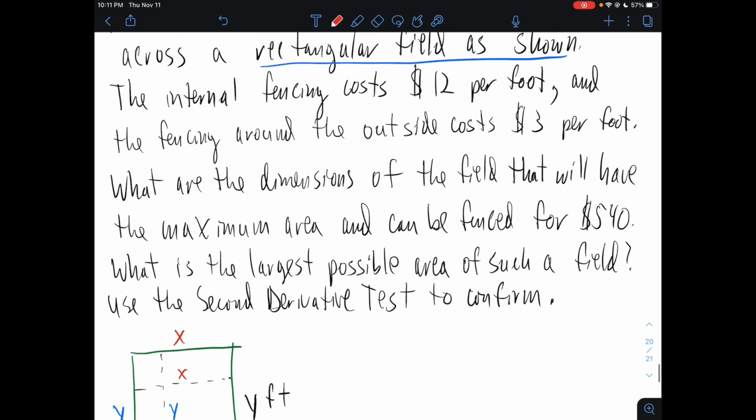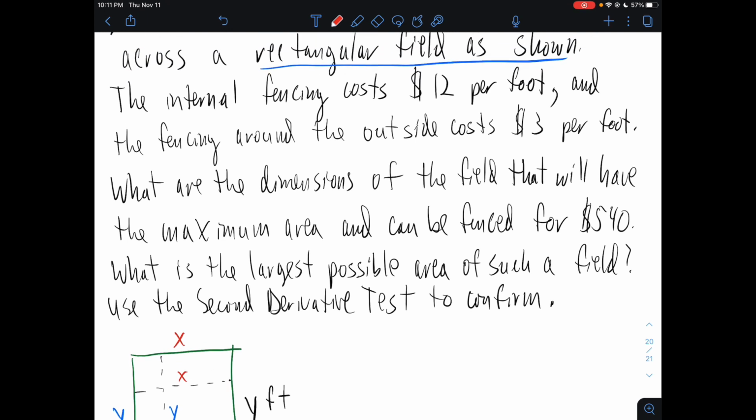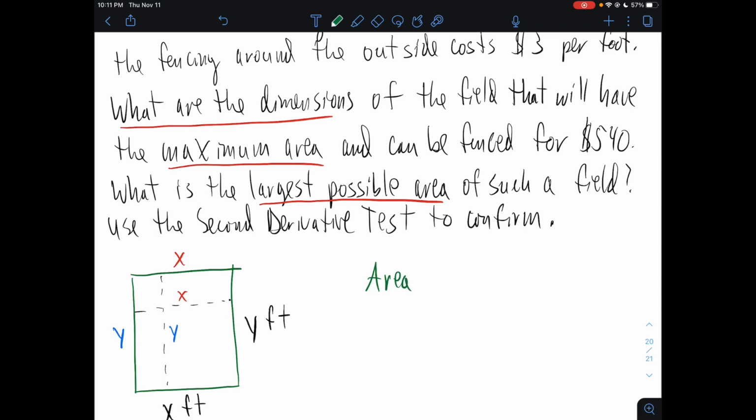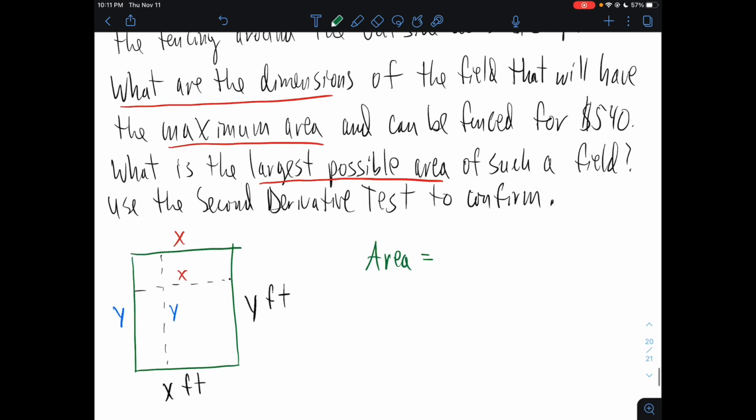Okay, so a couple of things that we're given are how much does it cost for fencing inside and outside this field. We also want to find the largest possible area, and also what are the dimensions that give us the maximum area. So we know that we're going to need something of a formula related to area. So let's just remember that area is just the product of the dimensions. You can think length times width, or one side times another, but in our case it would be x times y. And so we can just say A for area equal x times y.